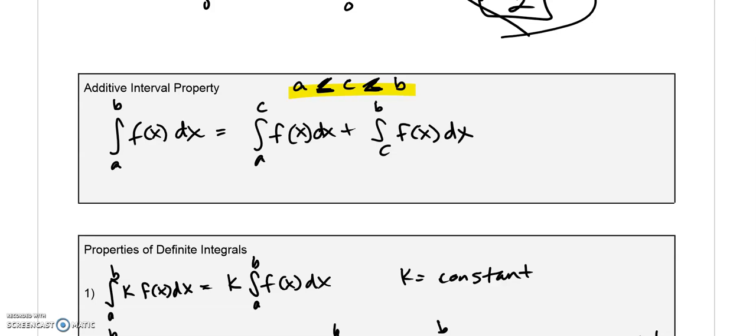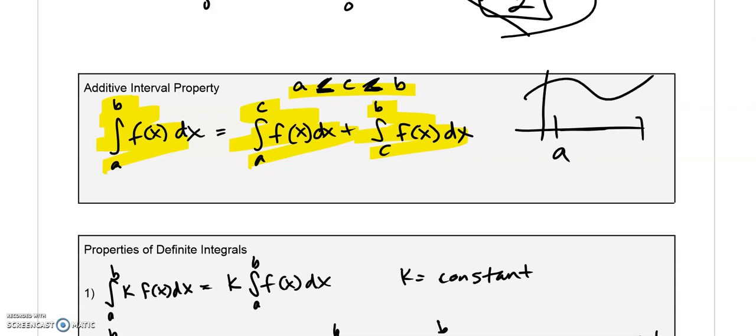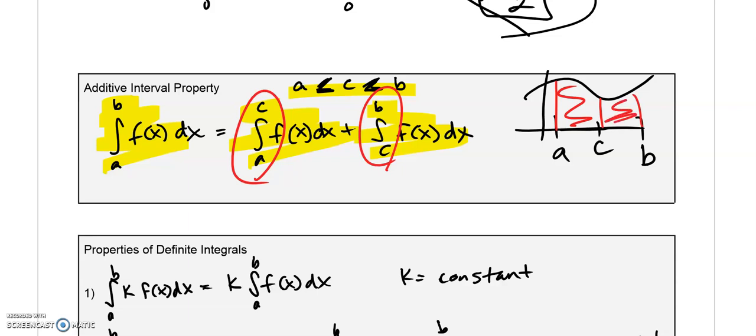If you know that when you add from A to C, plus C to B, that equals the overall limit A to B. It would look something like this. Here's our graph. Here's A, here's B, and C is somewhere in between. If you add up from A to C this area right here, and then C to B this area right here, that's the same as the area all the way from A to B.